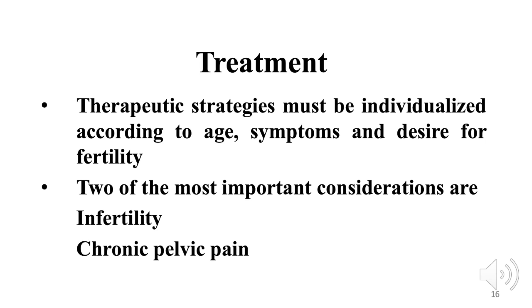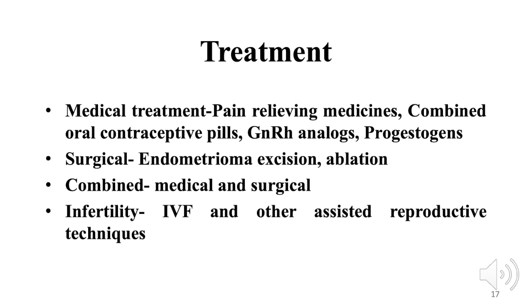and desire for fertility, that is, if the patient wants to preserve fertility. Two of the most important considerations in treatment are infertility and chronic pelvic pain. Of course, medical treatment is tried first, that is, pain relieving medicines are given, combined oral contraceptive pills, GnRH analog injections, or progestogens are given to these patients to alleviate their suffering. Surgical treatment can also be contemplated in some of these patients, like endometrioma excision or ablation of the endometriotic lesions. Combined treatment is also advised in some patients. Of course, those patients who are suffering from infertility, IVF and other assisted reproductive techniques can be carried out to give them a child.